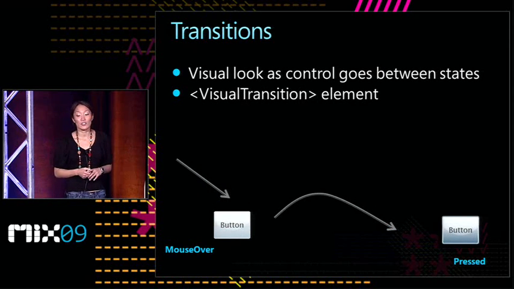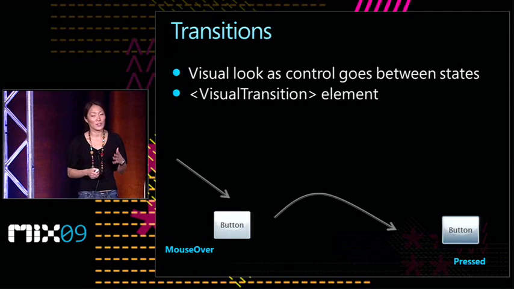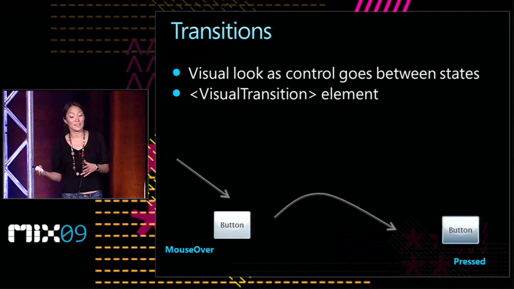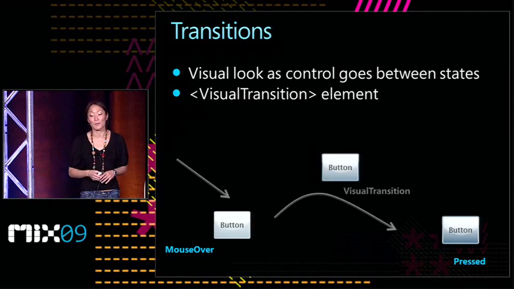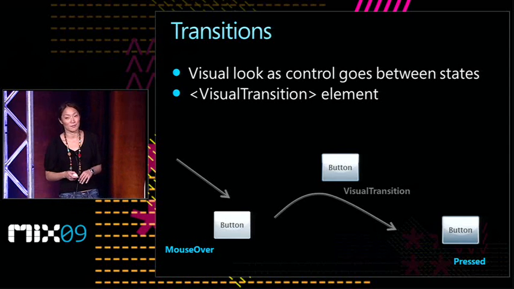Between states are transitions, and this is how the control looks as it goes between, say, the mouse over state to the press state. Maybe there's a bit of a gradient or an animation. And the way you define this inside of a control template is using the visual transition element.